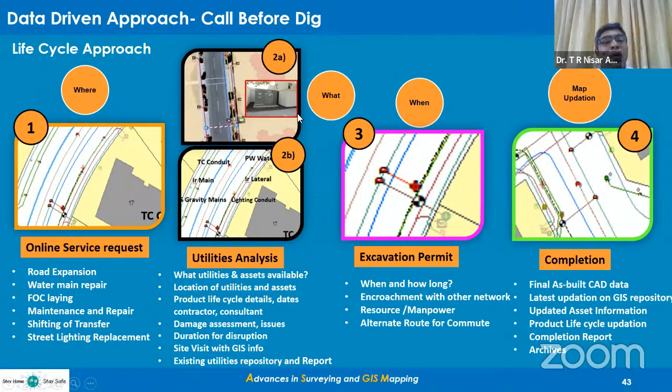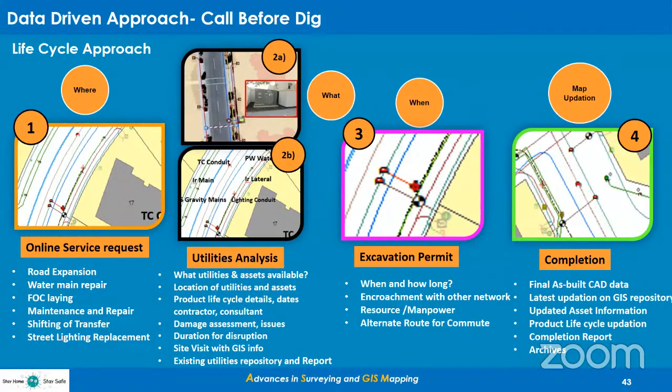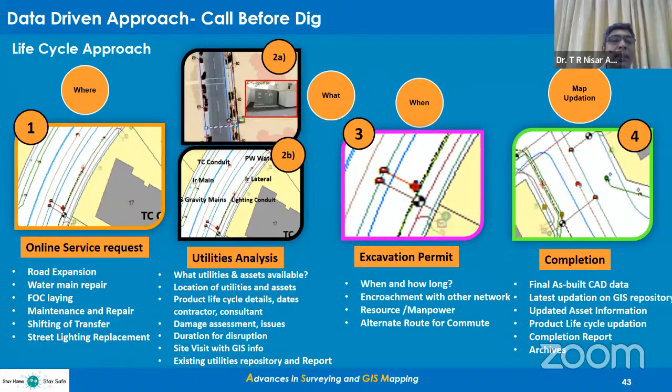The next is, what are those utilities? Those utilities may be a conduit, a gravity main, or photo automation along with the visual pictures and all. So first is, where are the utilities available? Second is, what type of utilities are available? And third is, what kind of excavation he has to do, and when he has to do it, and how long it will take?